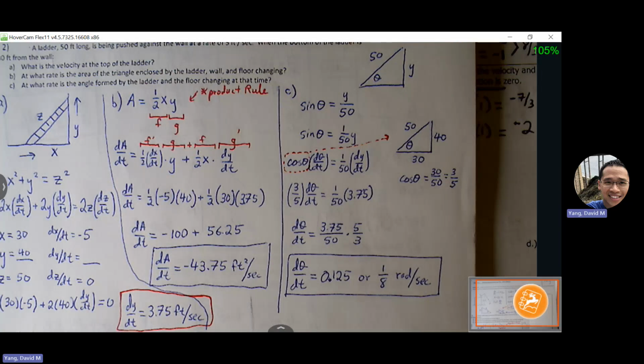For cosine theta, I'm going to redraw my triangle and fill out the side lengths at that moment in time, and figure out the trig ratio there. That should leave me with the variable I'm looking for as the remaining unknown, so I'm solving for d theta/dt. Your theta is always going to be in radians, so radians per unit time. If you use cosine, would you get the same answer? You should get the same answer.